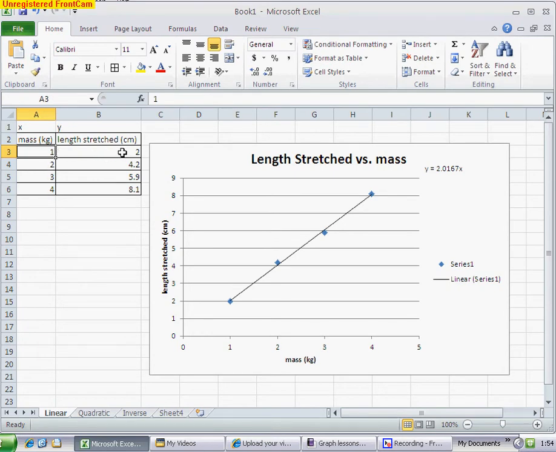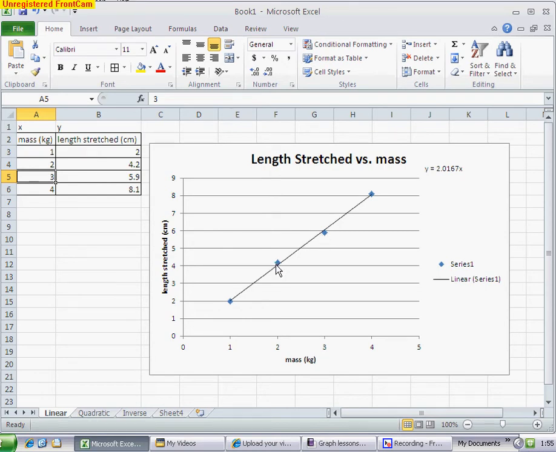So 1 times 2 is 2. Our second x value was 2. So if we multiply that by 2 in our equation, 2 times 2 is equal to 4. So we see that that's almost what we got. Our third x value is 3. 3 times 2 is 6. So that's almost 6. So again, because these were measured values, they're not going to be exactly fitting with our theoretical model, and that's why these points aren't exactly on the line.